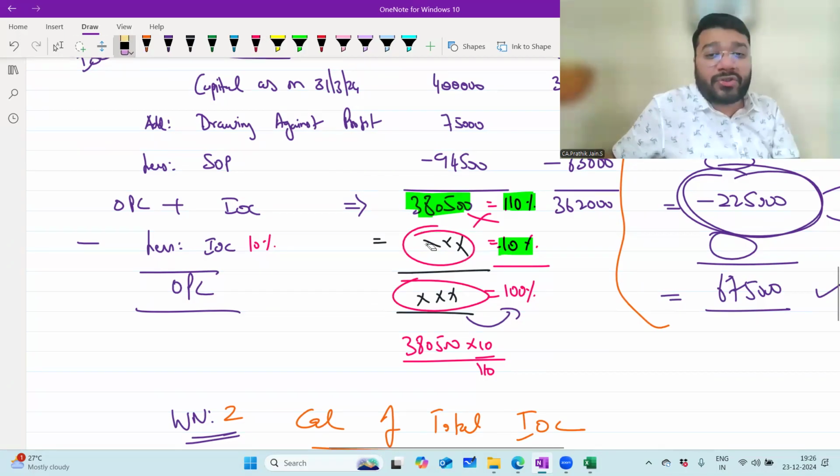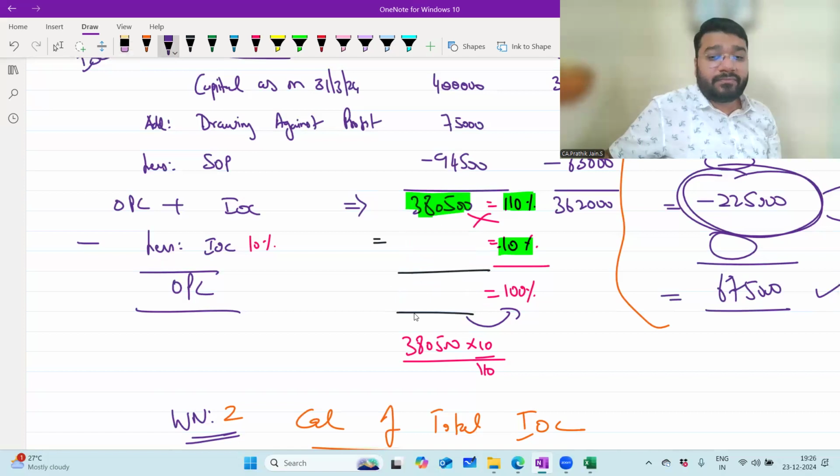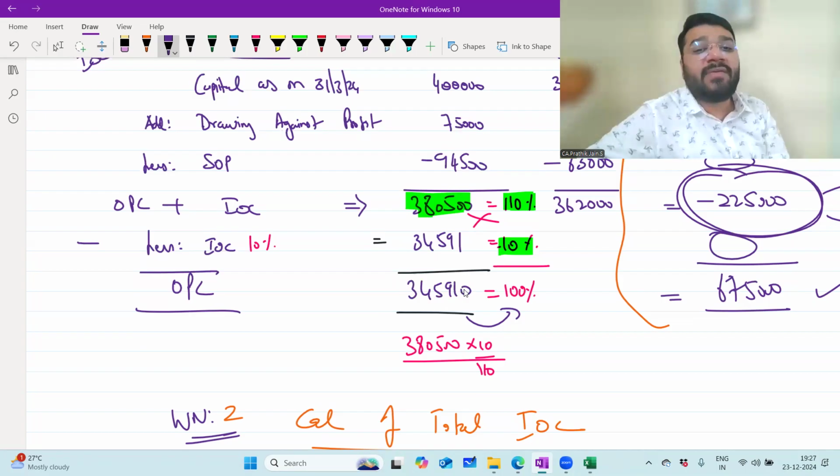3,80,500 divided by 110 is how much? Or else 3,80,500 divided by 11 also you can do. Which is more convenient? 34,590.9, so 34,591. So what is my opening capital? 3,45,910.